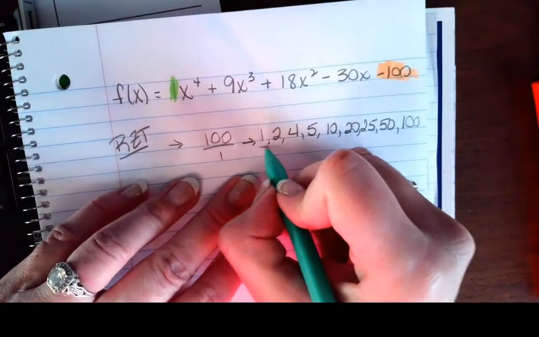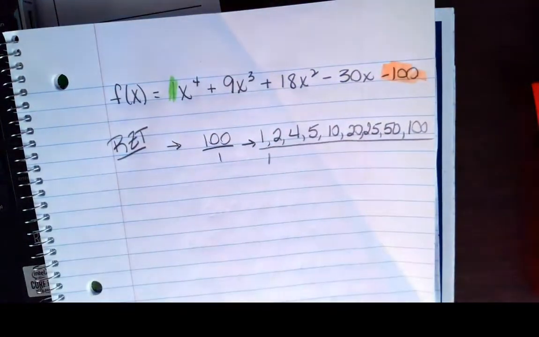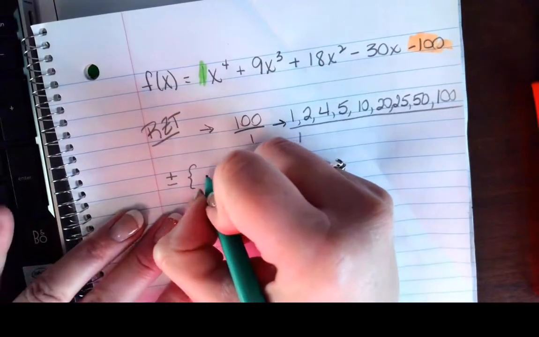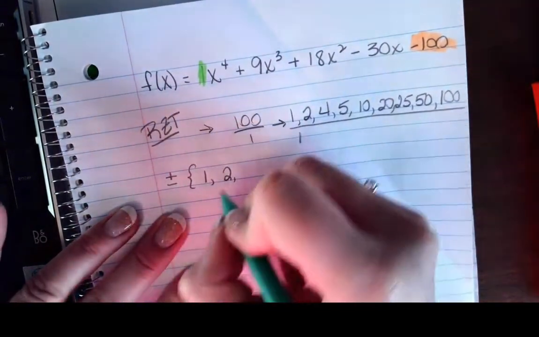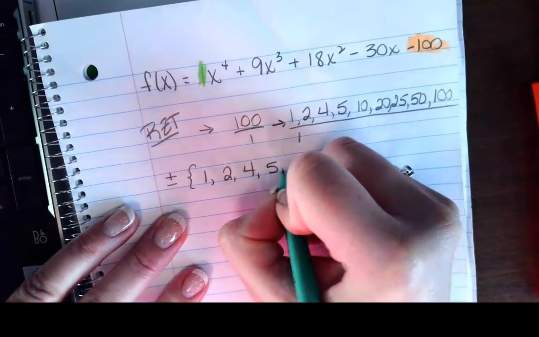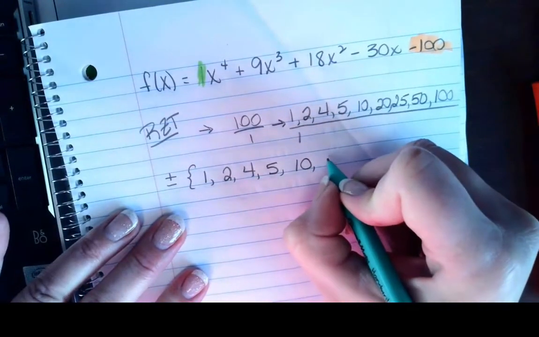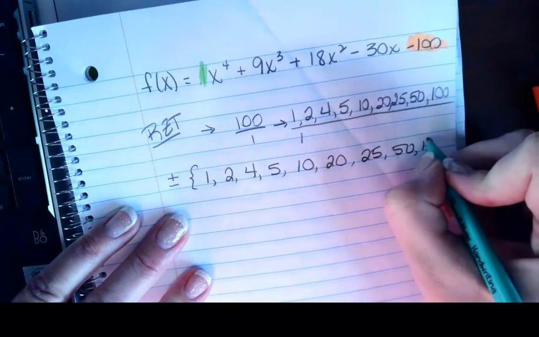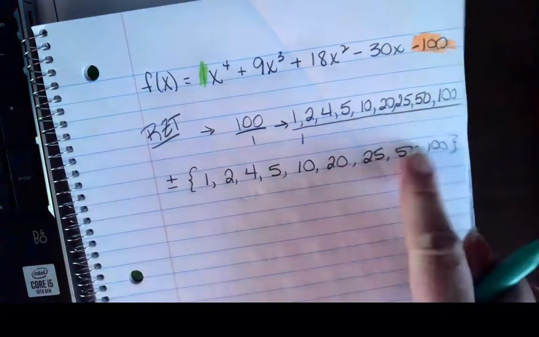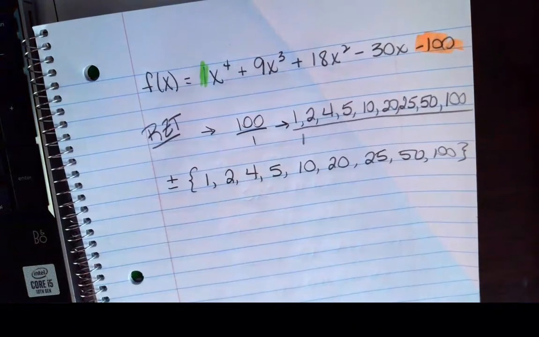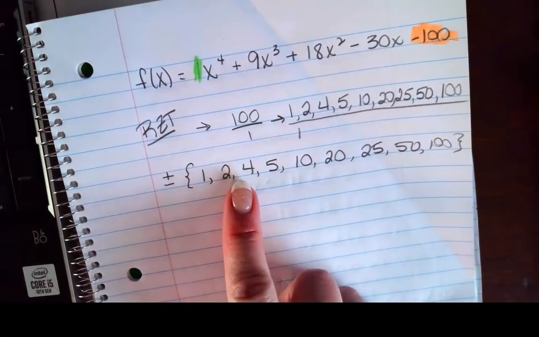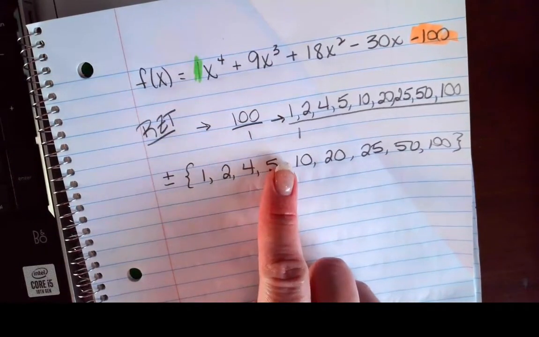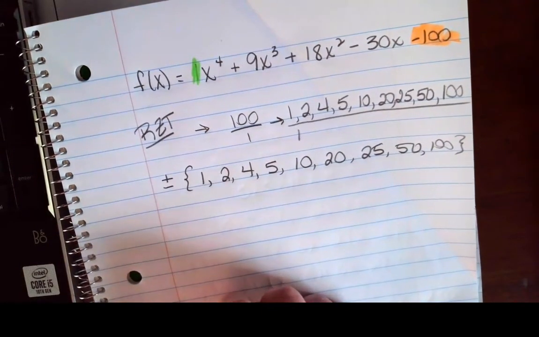Okay, and theoretically, I would put all of these over 1. So my list for rational zeros theorem is kind of long. But it's positive 1, negative 1, positive 2, negative 2, positive 4, negative 4, positive 5, negative 5, and so on. So if it's in this pile, it's worth trying. 3 is not in this pile. I'm not going to try it. It's going to waste my time. Negative 7 is not in this pile. I'm not going to try it. It's going to waste my time.